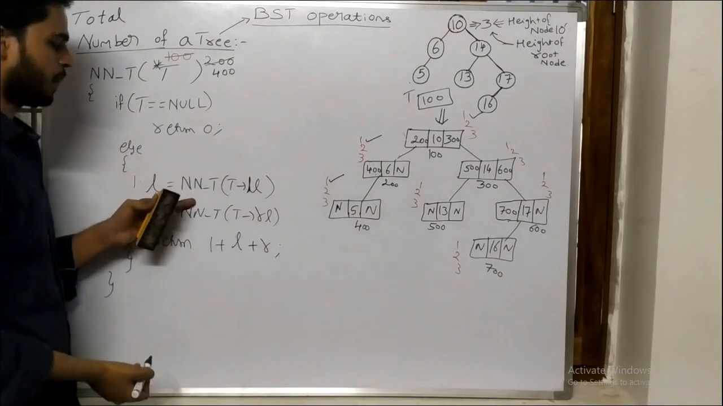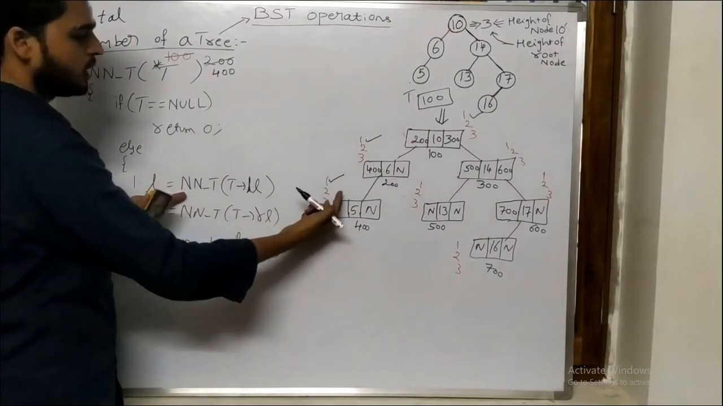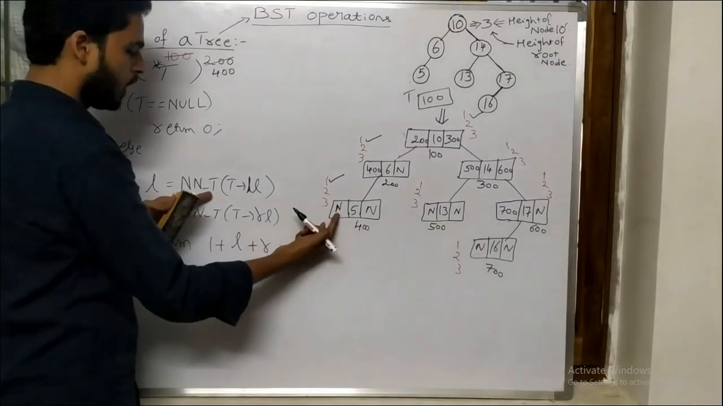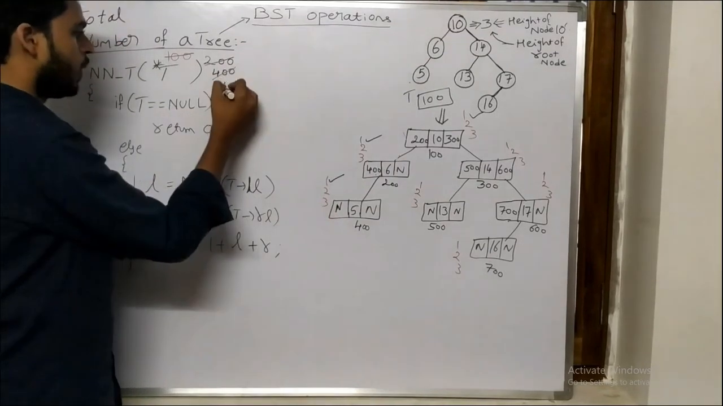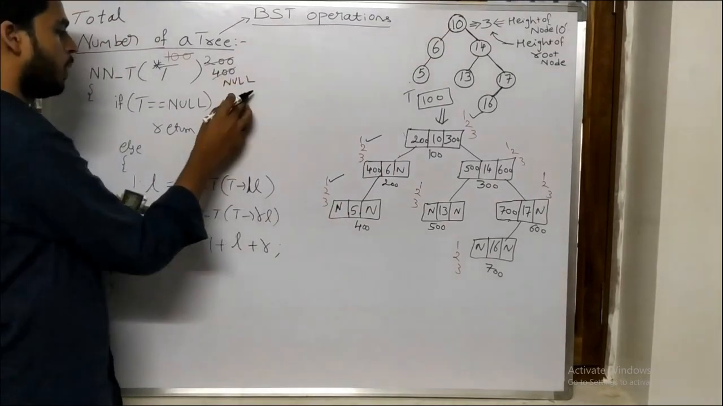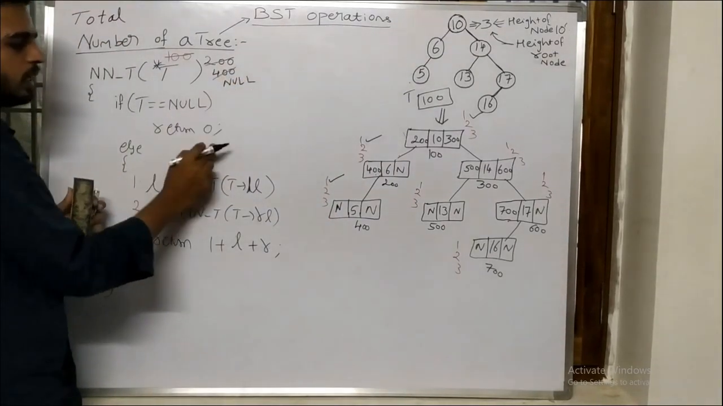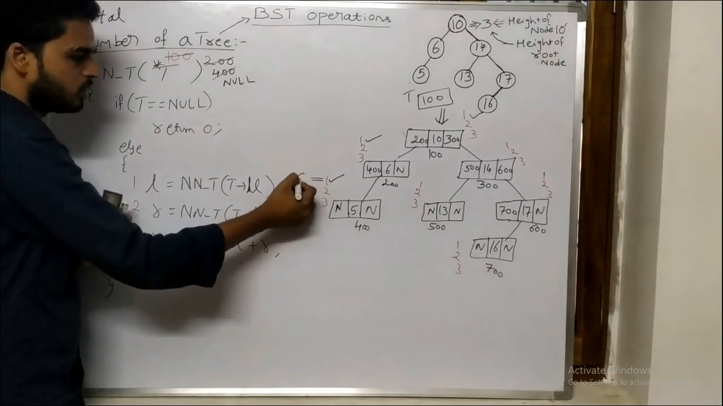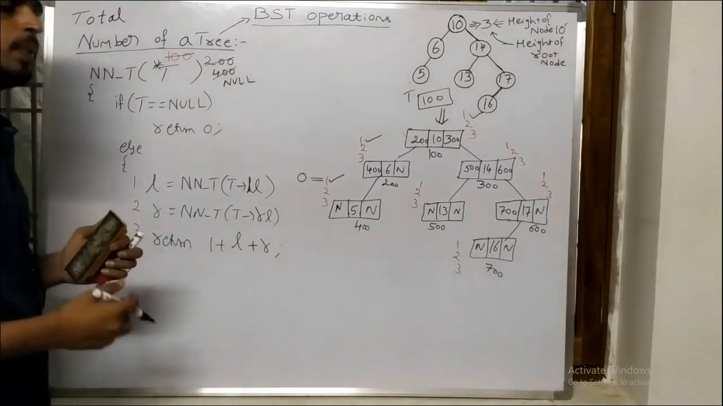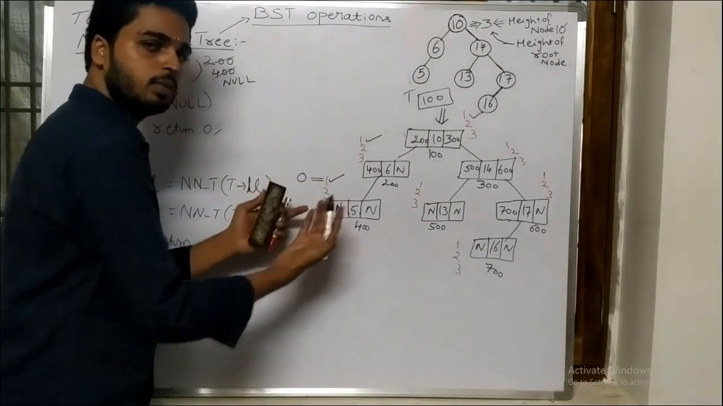This first statement. Then it is going to pass... What value is it going to get? A null value, meaning that it will pass null now. When it passes null, what is it going to return? It is going to return 0. Why? Because there are no nodes. Then I will simply return 0.